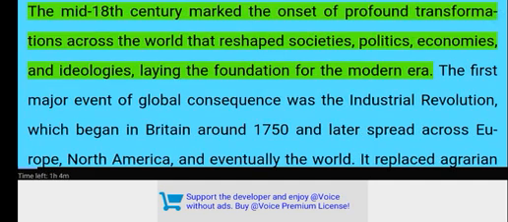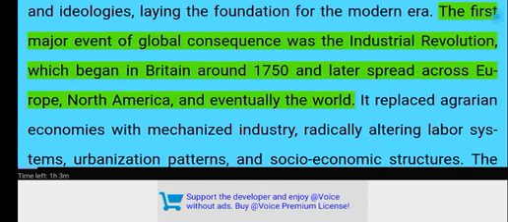The mid-18th century marked the onset of profound transformations across the world that reshaped societies, politics, economies, and ideologies, laying the foundation for the modern era. The first major event of global consequence was the Industrial Revolution, which began in Britain around 1750 and later spread across Europe, North America, and eventually the world.